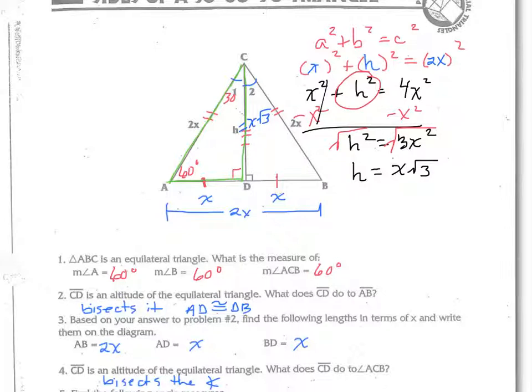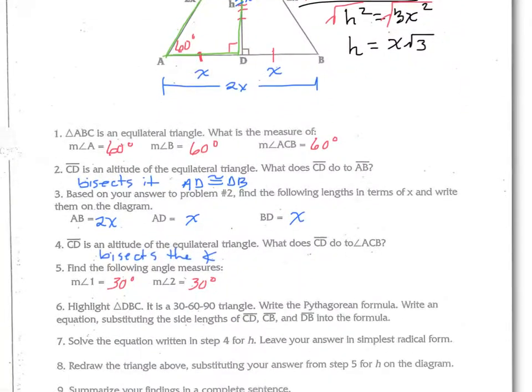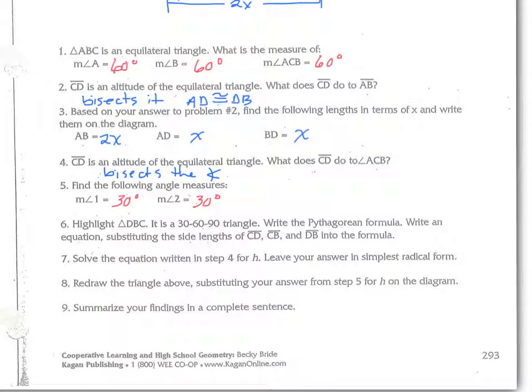So down below, let's answer those questions. Solve the equation written in step 4 for h. Leave your answer in simplest radical form. So we've got h is equal to x rad 3. And then you're to redraw the triangle above and substitute in your answers for step 5. Well, we already wrote that in the picture, so there's no need to do that. And then summarize your findings. Well, here's our summary of our findings.